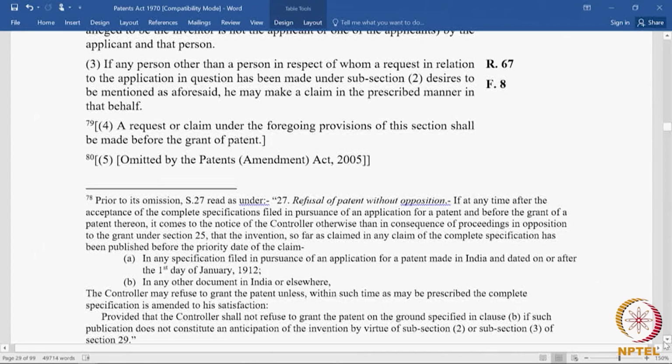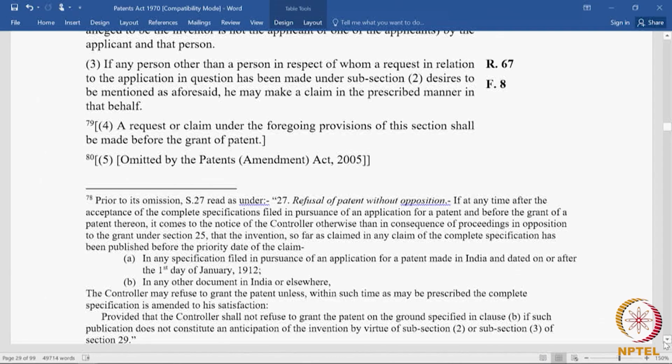If any person other than a person in respect of whom a request in relation to the application in question has been made under subsection 2 desires to be mentioned as aforesaid, he may make a claim in the prescribed manner in that behalf. Now, we saw instances where an applicant can make the request, or an applicant along with the inventor can make a request, but subsection 3 covers instances where any person other than a person in respect of whom a request is made under subsection 2 desires.